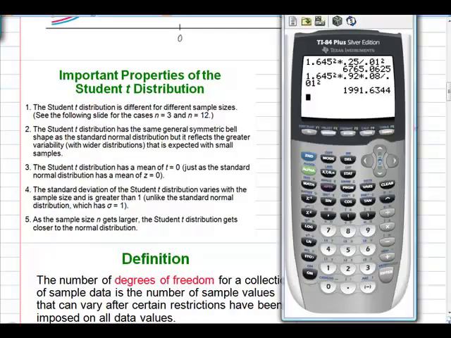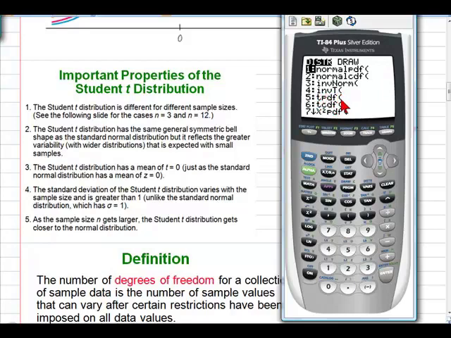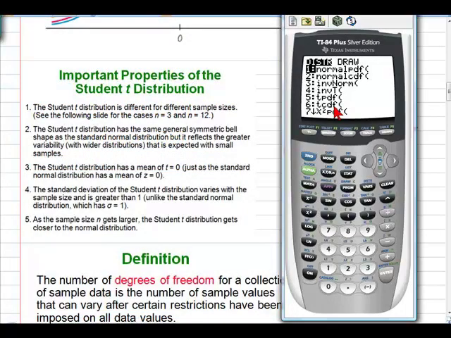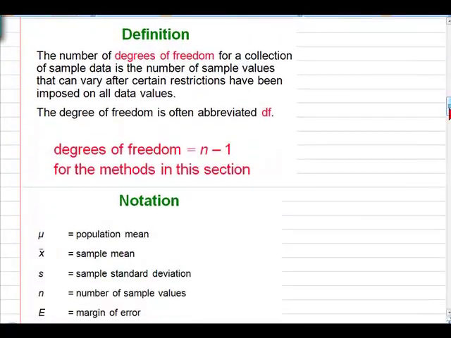Now, if you go to your calculators and you hit second vars, you will see that there's a t distribution right here. The tPDF, the tCDF, we have an inverse t, just like the inverse norm. The tCDF acts just like the normal CDF. The only difference is we now have to add in another variable for the degrees of freedom or the sample size. The number of degrees of freedom for a collection of sample data is the number of sample values that can vary after certain restrictions have been imposed on all the data values. The degrees of freedom are n-1.